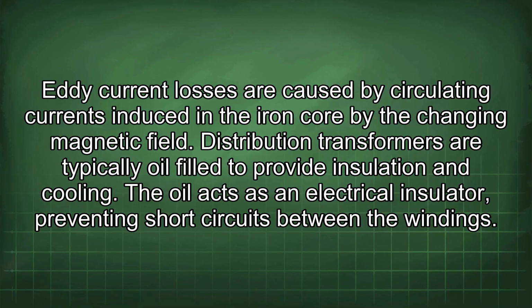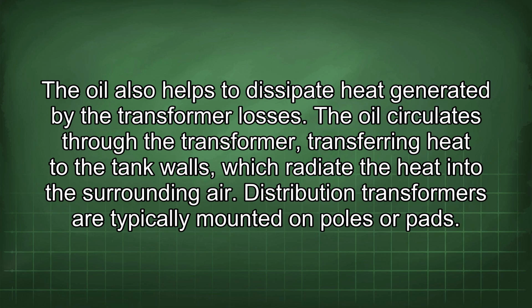Distribution transformers are typically oil-filled to provide insulation and cooling. The oil acts as an electrical insulator, preventing short circuits between the windings. The oil also helps to dissipate heat generated by the transformer losses. The oil circulates through the transformer, transferring heat to the tank walls, which radiate the heat into the surrounding air.